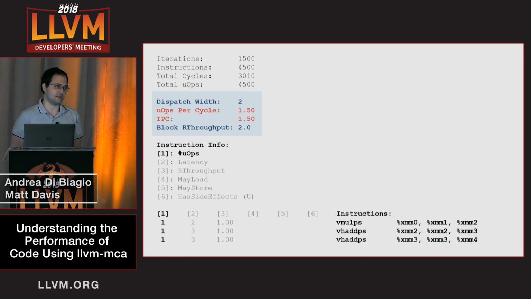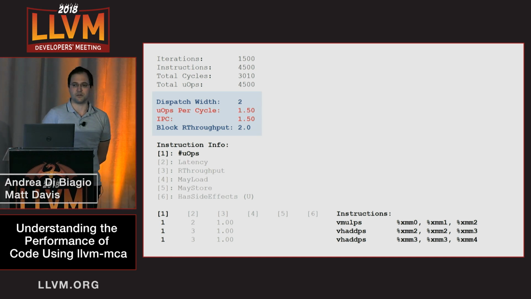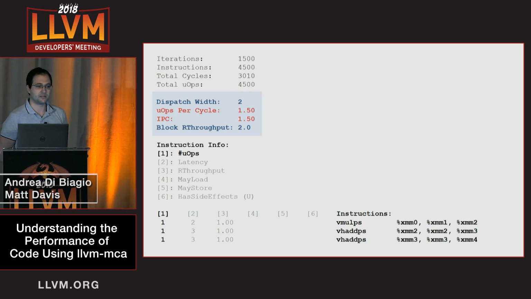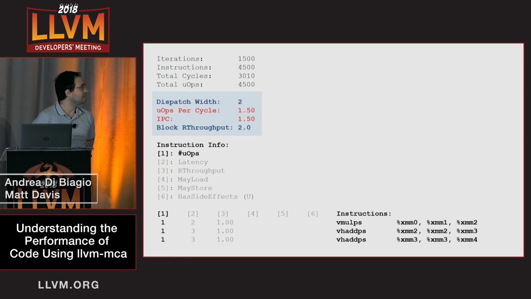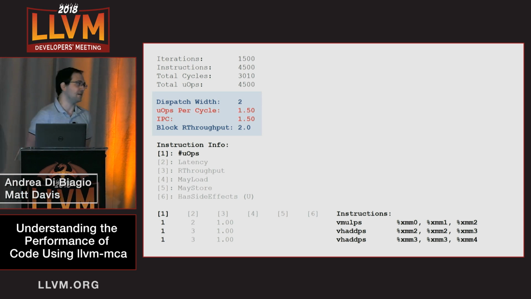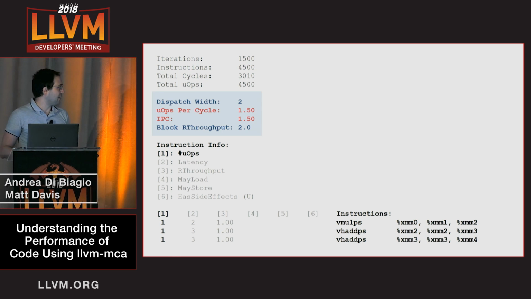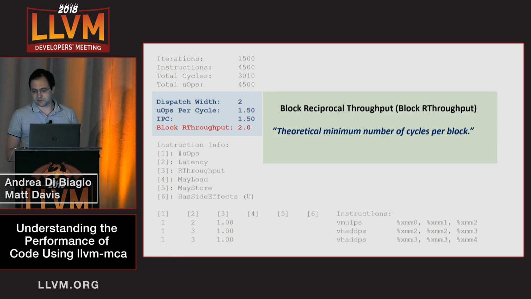This quantity is directly coming from the machine scheduling model. It says how many opcodes per cycle can be dispatched on this target. And so that is an upper bound on the size of a dispatch group. And then we have another quantity, which here is called block reciprocal throughput.